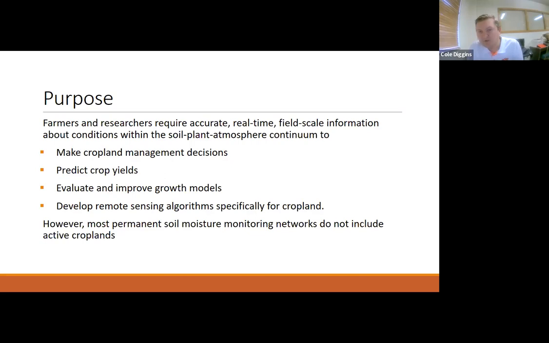However, most permanent soil moisture monitoring networks don't include active cropland. A lot of the time, they're going to be in a grassland format or something else because of the very destructive nature of crop management. For instance, the Oklahoma Mesonet, all of their land uses are grasslands. They aren't put into active croplands just because of the active management that occurs in those systems.